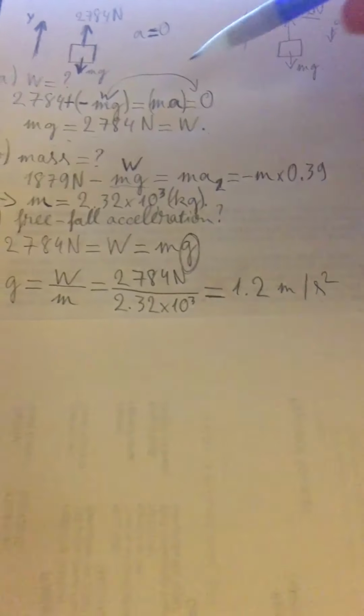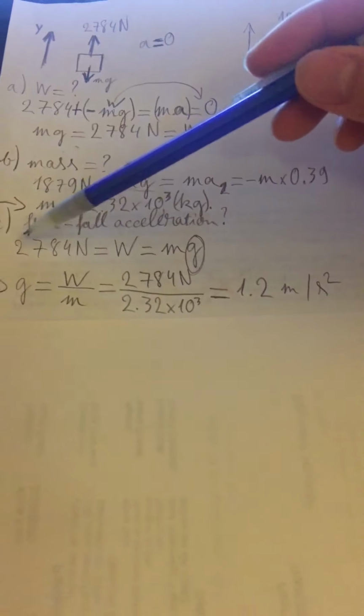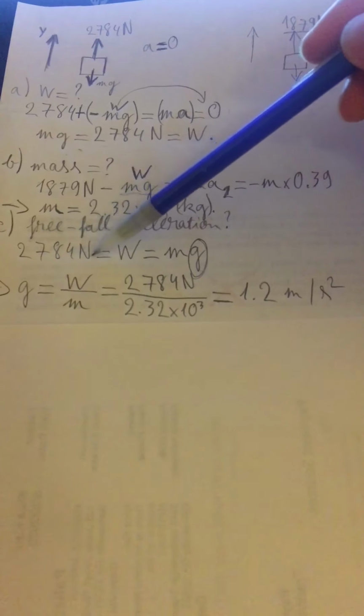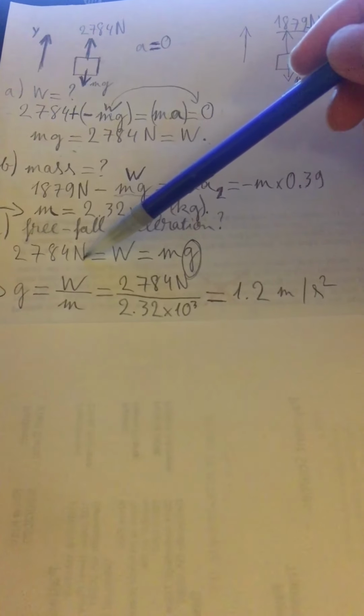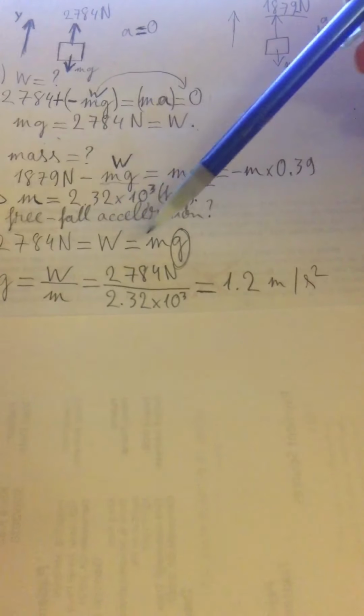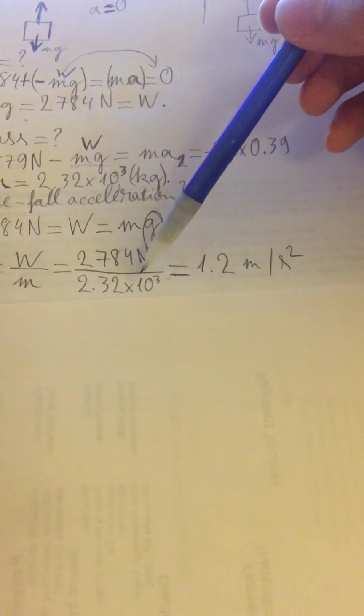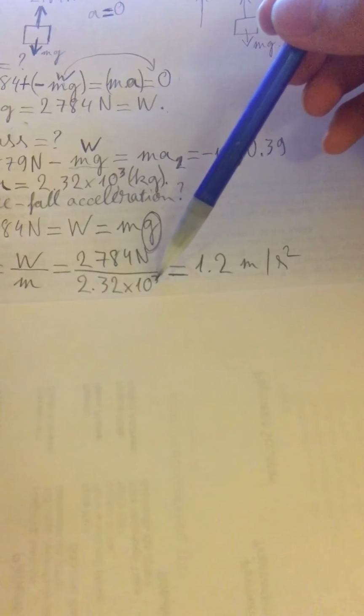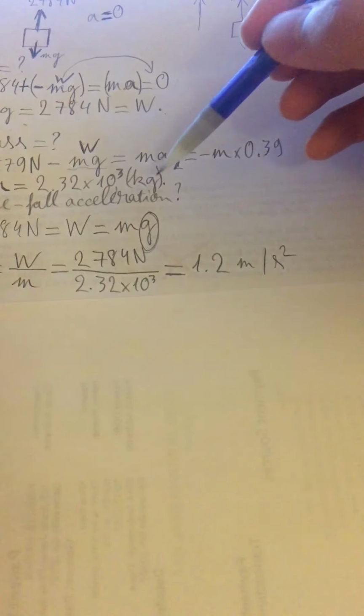So the weight is equal to 2784 Newton and the mass is 2.32 times 10 cube kilogram. So I can easily solve for the free fall acceleration, which is the weight divided by the mass, equal to 1.2 meter per second square.